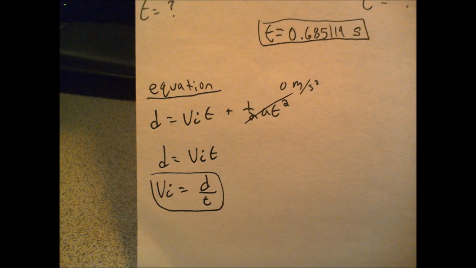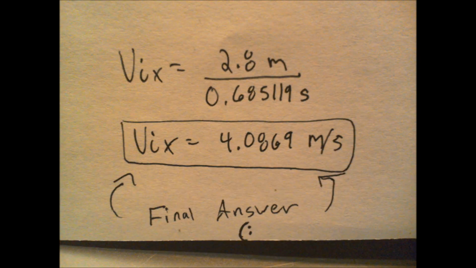Okay, now that you have the time, you can plug it in for the x, and you're going to want to use this equation, which is d equals vi t plus 1/2 a t squared. But the 1/2 a t squared, you get to cancel out because the 0 meters per second cancels it out, which leaves you with d equals vi t. Then you rearrange it with vi alone, and vi equals d over t.